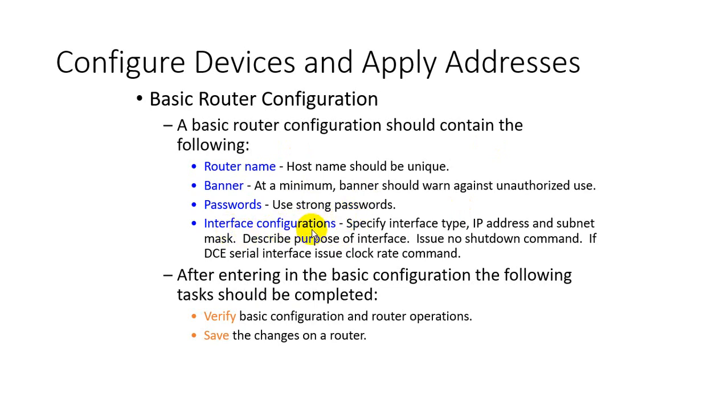Another is interface configuration. Specify the interface type, whether it is FastEthernet, serial port, or IP addresses. What kind of IP addresses should we use? Should we use private IP addresses or public IP addresses? What is the corresponding subnet mask of the IP addresses? Describe the purpose of the interface. Adding a description to the interface is always recommended, and then we will issue a no shutdown command. If it is a DCE serial interface, issue a clock rate command. If the router is a DCE, then we should also use the clock rate.